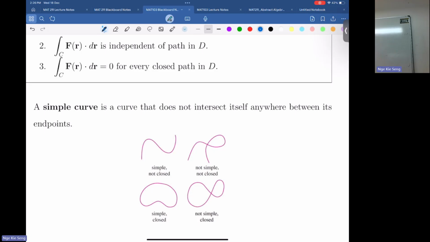Right? Let me ask you a question. If there is a self intersection here, can you do anything to remove this intersection? Is there a way to remove this self intersection?